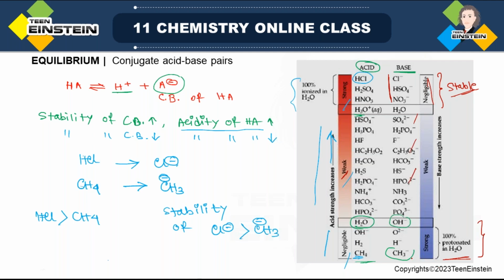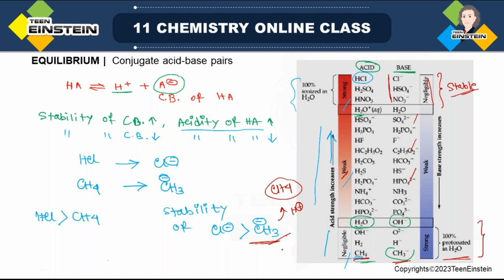So in these three cases, as it is very, very unstable, its chance of capturing H plus is very high. After capturing H plus, it will be converted to CH4, which is very stable. In this case, you can also say from the reverse direction that the conjugate acid of CH3 minus anion is methane, or you can say the conjugate base of CH4 is CH3 minus. So both statements are fine, right?